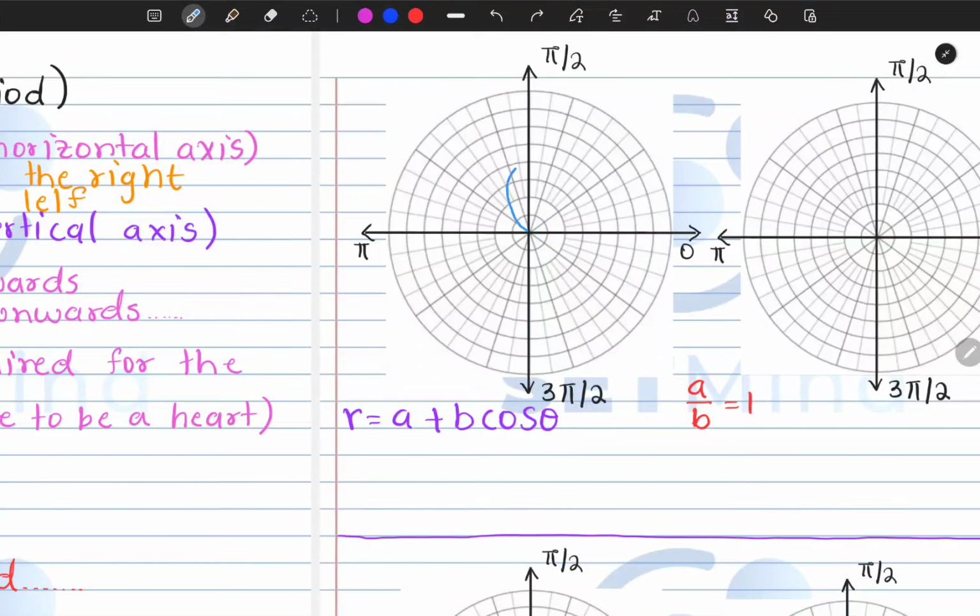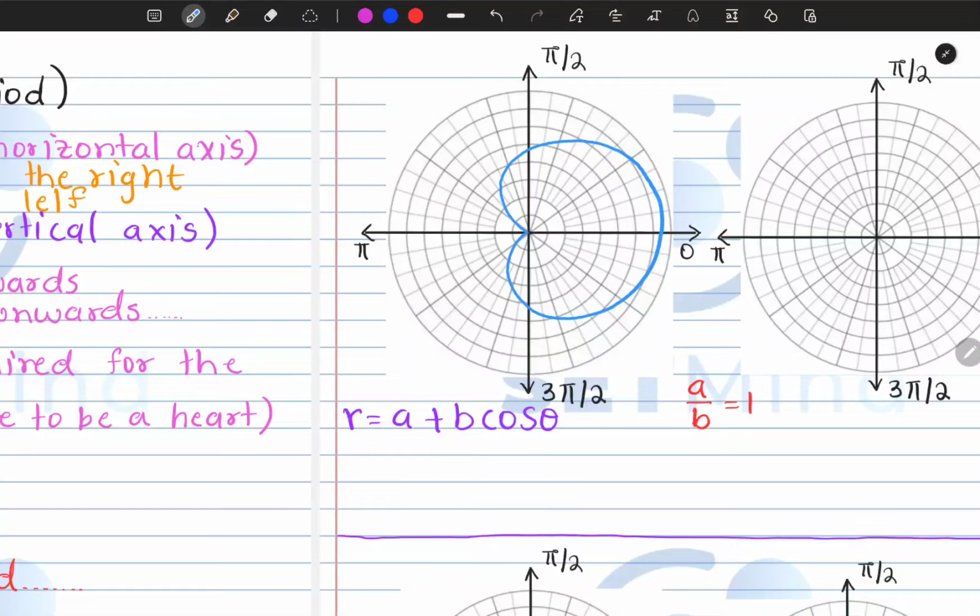So we start there at the origin, we go around and around, and then we come back there at the origin. If you look carefully, that looks like our heart, which is our cardioid. It shouldn't look skewed as it does. Let me fix it. So that is our cardioid.